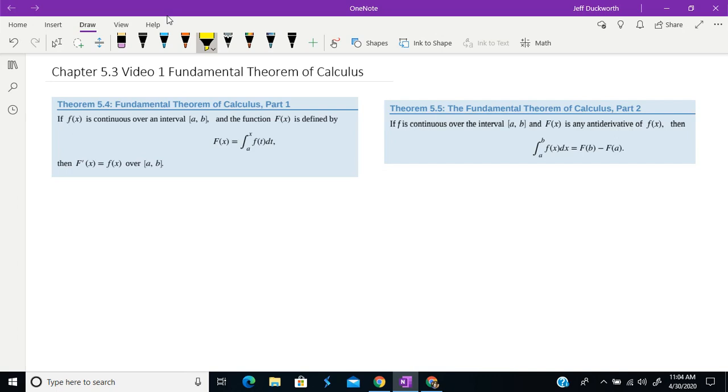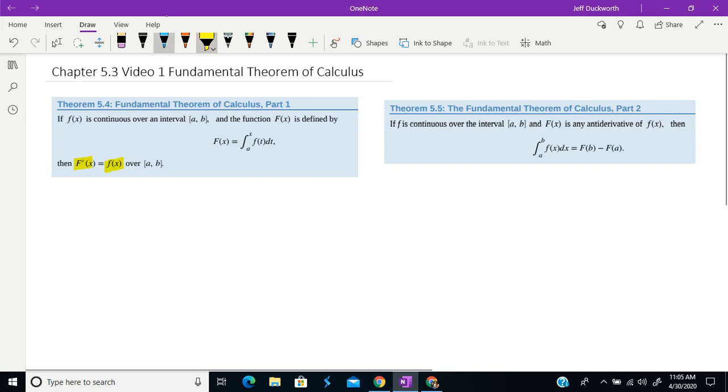So capital F of x evaluates some function of t from a to x. So it's going to be evaluated throughout the entire thing. So essentially, we're going to get F prime of x equals f of x. And really, that just means the derivative of capital F of x is f of x, and the antiderivative of lowercase f of x is capital F of x. So it just means you're taking an integral. How we put this into practice, however, is the fundamental theorem of calculus part 2.